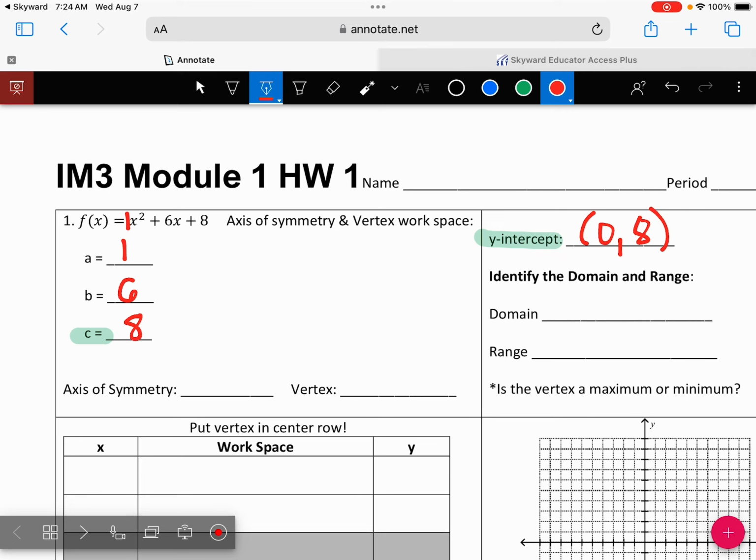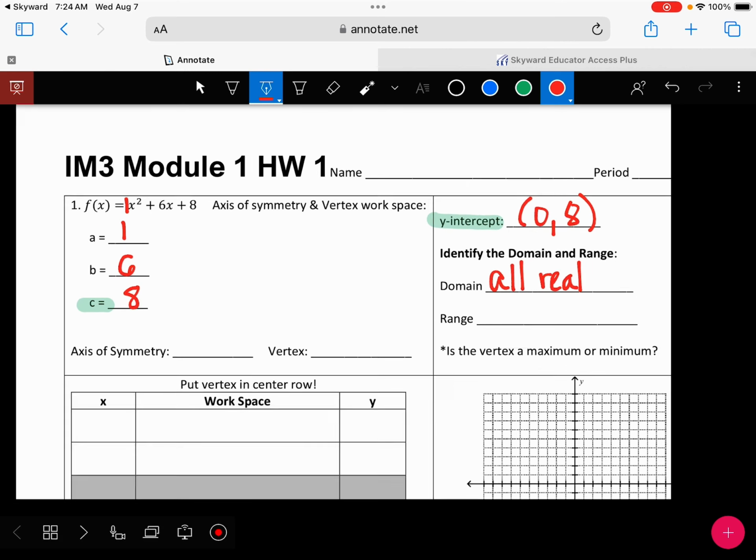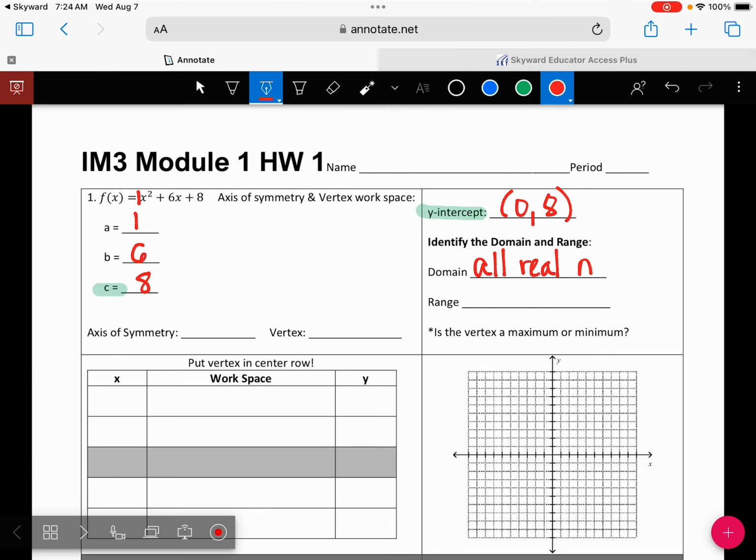Another thing to keep in mind is that your domain for every single last one of them is all real numbers. So you can fill that in for all of them. Okay, so then you can fill out the rest. Now let's look at question number 2.